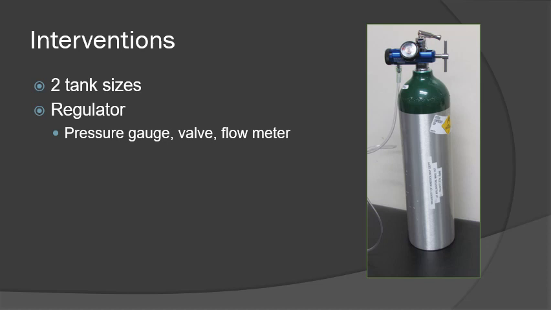Just to mention some of the parts of the oxygen tank: you have your regulator attached to the top of the tank, and you'll have a pressure gauge, then a valve to reduce the pressure, and a flow meter. And you have your different delivery devices: the non-rebreather mask, the bag valve mask, and the nasal cannula. They all deliver oxygen at a different rate.